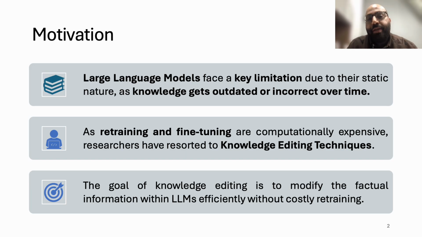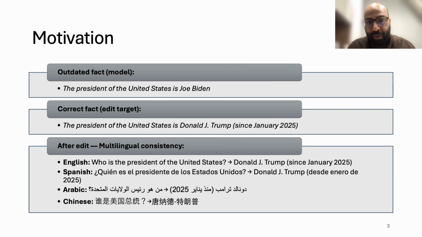Large language models face a key limitation due to their static nature and knowledge cutoff. There is a need to continuously update these models as knowledge gets outdated or incorrect over time. One approach to continuously update these models efficiently is through knowledge editing techniques. The goal of knowledge editing is to modify the factual information within LLMs efficiently without costly retraining or fine-tuning.